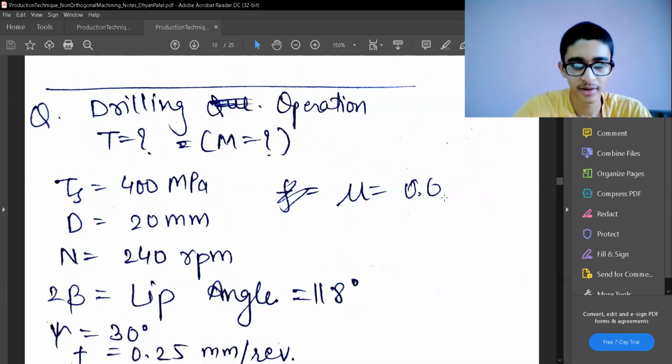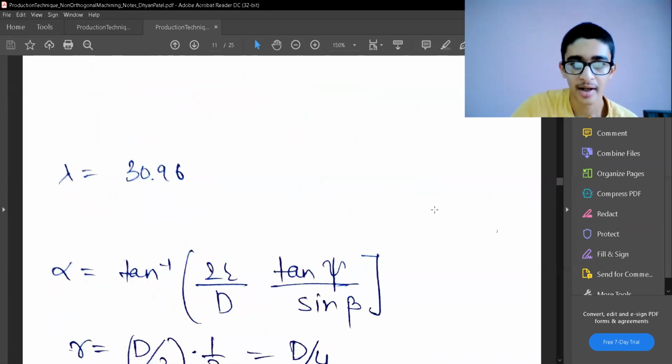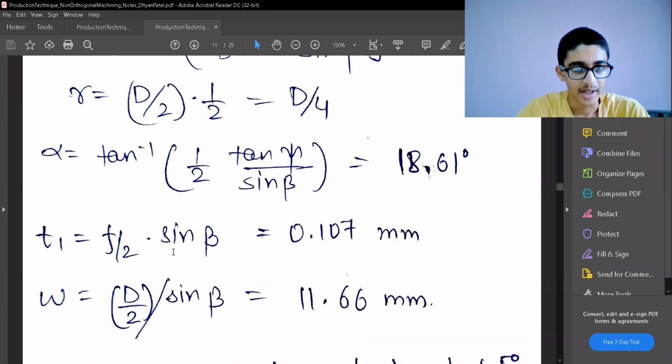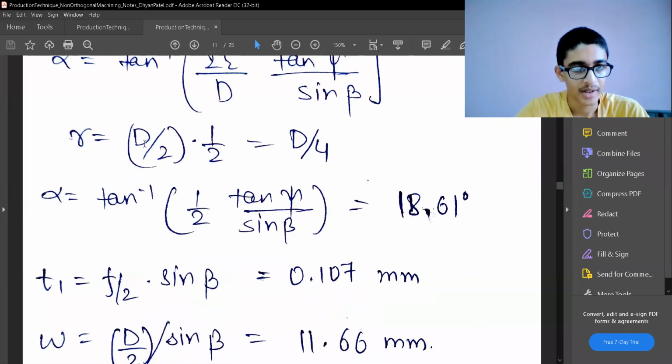The friction coefficient is given as 0.6. From the friction coefficient, I will get the value of lambda: tan lambda is equal to mu, or lambda is equal to tan inverse mu, that is 30.96. It is in degrees. The units are very important. Now we'll get the value of alpha, that is the equivalent rake angle. That is tan inverse of 2r by d into tan psi by sine beta. Using that I have got the value also. R will be d by 2 into half. So this is the average R value.